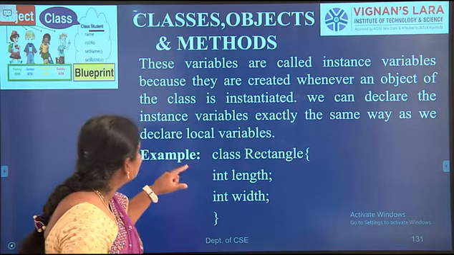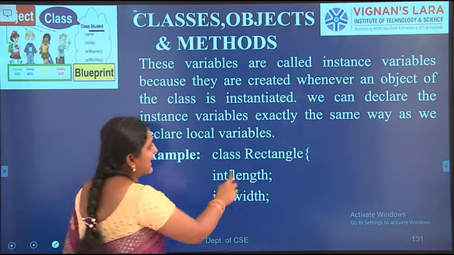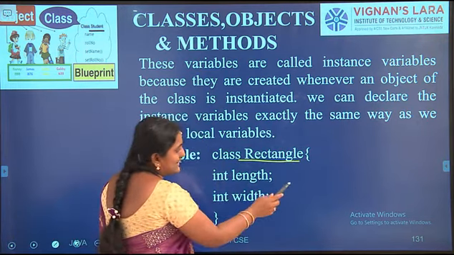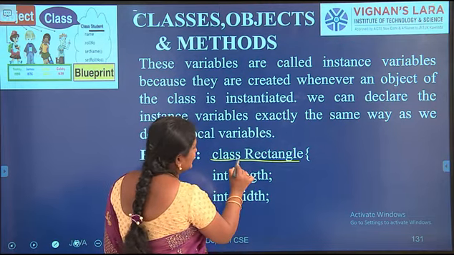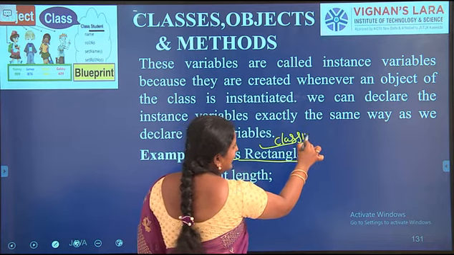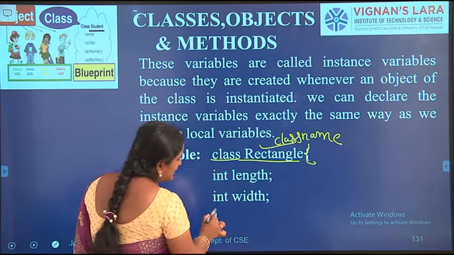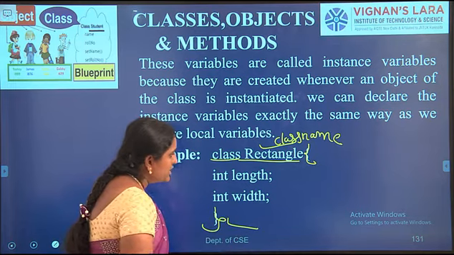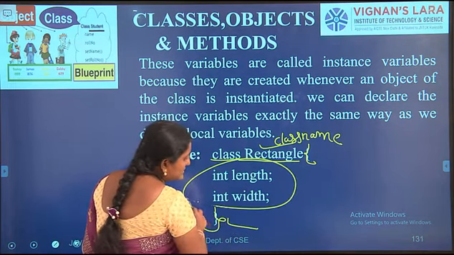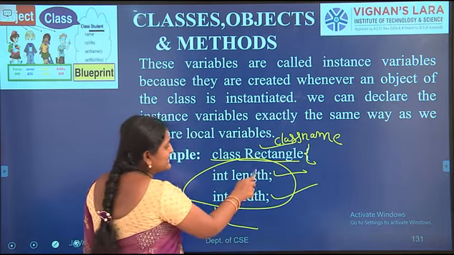What is the syntax for defining variables? Here, class Rectangle: the class definition starts with the class keyword followed by the class name, here Rectangle. After the class name we open the curly brace, and at the end we close the curly brace. Here length and width are two variables, and both are integer data types.